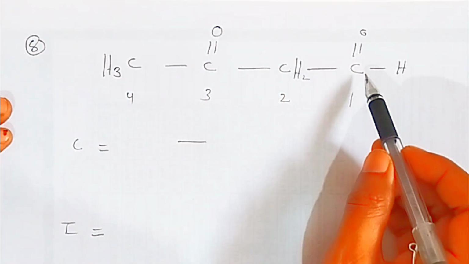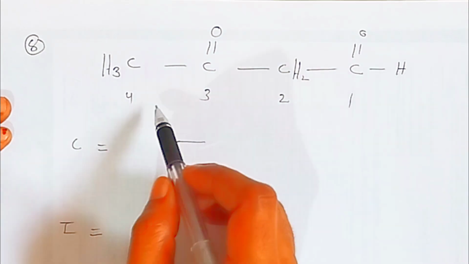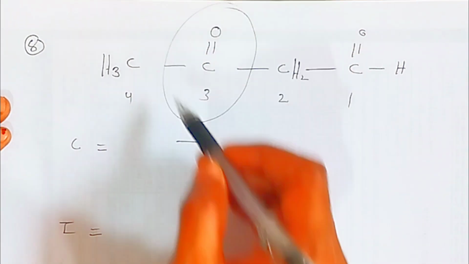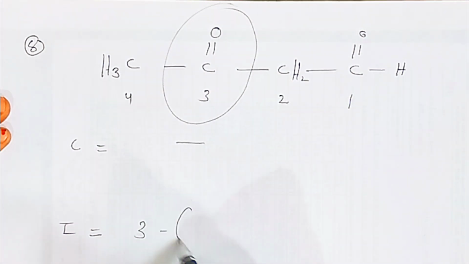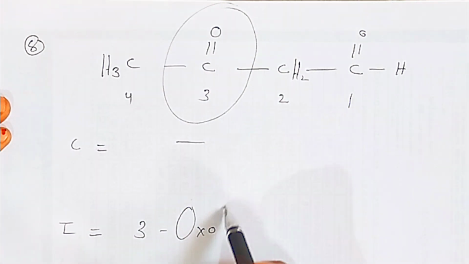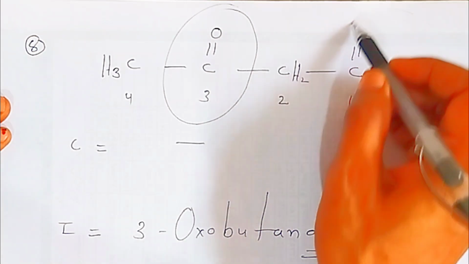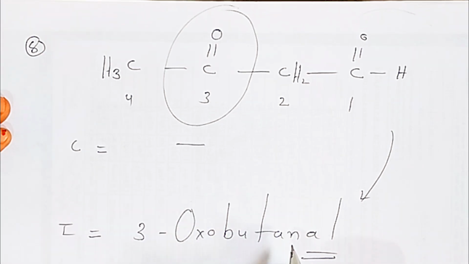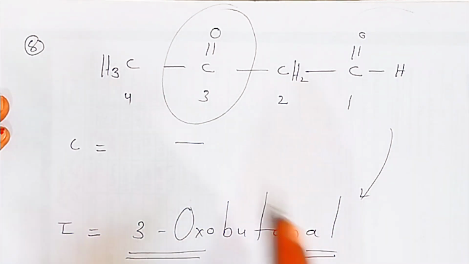Okay students, so this group is carbon number 1, and in total it consists of 4 carbon, so we call it butanal. And at carbon number 3 you have an oxygen group attached, so we call it 3-oxo butanal. Why 'al', students? Because of this aldehyde group. This is the aldehyde group, students, that is why we call it 3-oxo butanal. So here it consists of a ketonic group as well as an aldehyde group. So 3-oxo butanal is nothing but the name of this molecule.